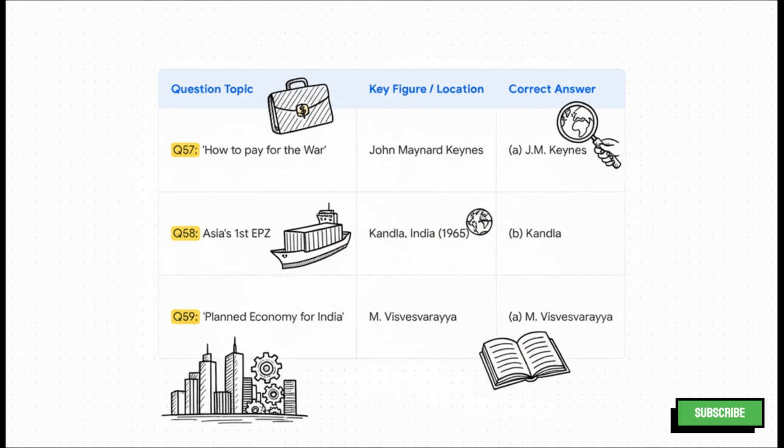Then we have question 58. Where was Asia's first export processing zone? That was a huge deal, and it happened in Kandla, India, back in 1965. And finally, question 59, who wrote Planned Economy for India? This was a hugely influential book by the brilliant engineer and statesman M. Visvesvaraya. So 3 quick facts, 3 key pieces of economic history.